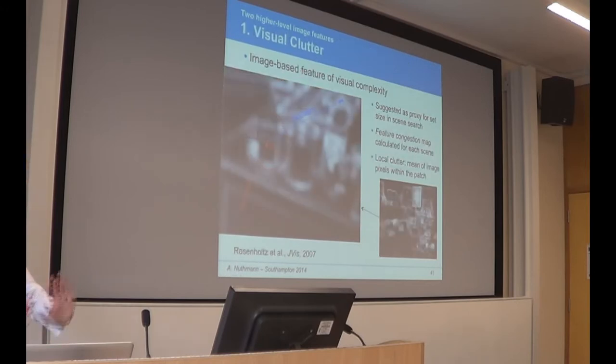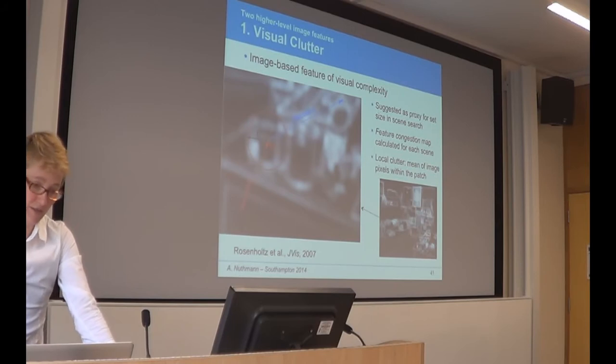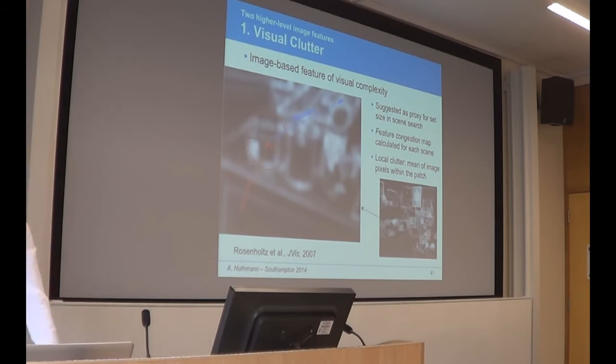So those were the low-level features, and then with regard to the mid-level or higher-level features, I used clutter. It's a measure of visual complexity, which has been studied in the context of scenes. So Ruth Rosenholz has offered a MATLAB toolbox to calculate a measure of what she calls feature congestion of visual clutter, and that's what we used. And we then just use the mean of the image pixels within that patch again.